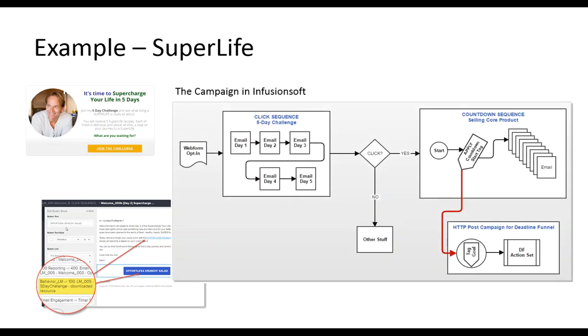And as it fits back into the campaign sequence, when a contact finishes the click sequence and they hit the decision diamond where we're asking, did they click? What we're really looking for is that tag. We're looking for the presence of that tag.